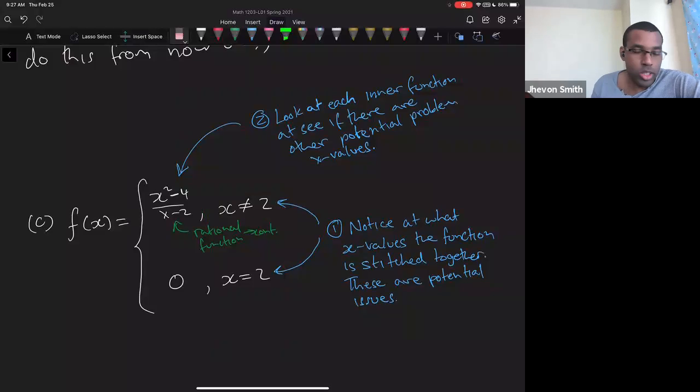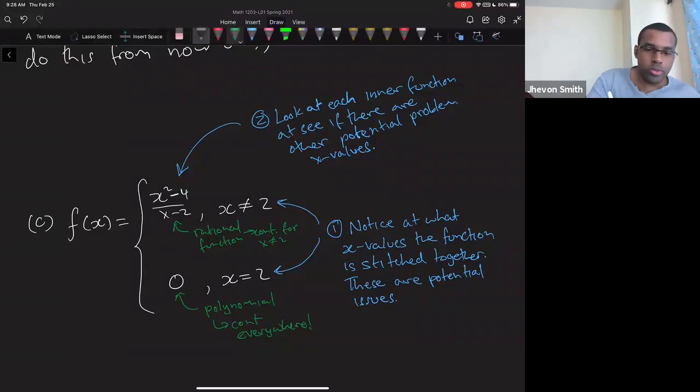There might have been something else to worry about. So for example, if it were an x minus 5 in the denominator, then now x equals 5 is another problem spot that I have to worry about. If I look at this function, this is a polynomial. Again, it's continuous everywhere. Right? This guy's continuous for x not equal to 2, right?